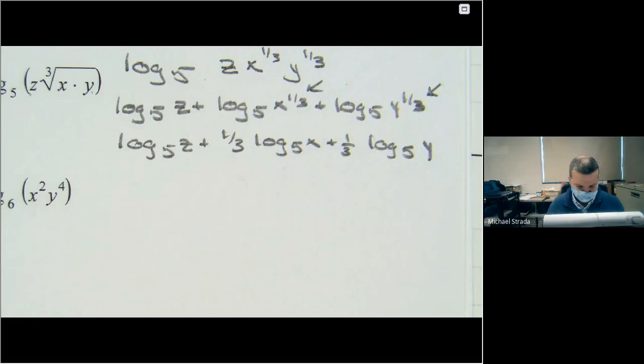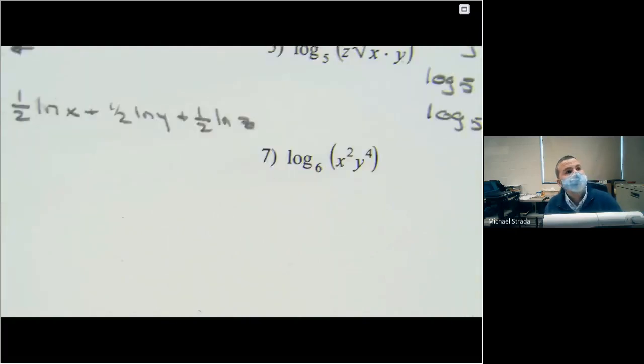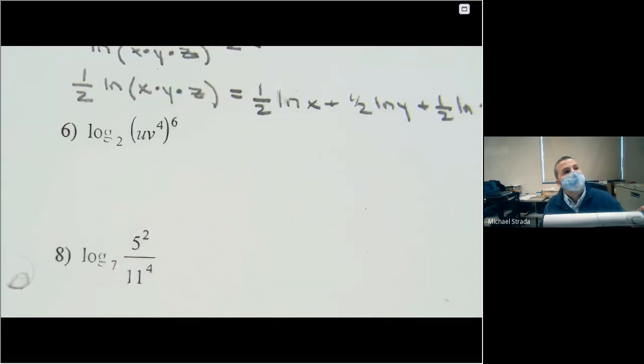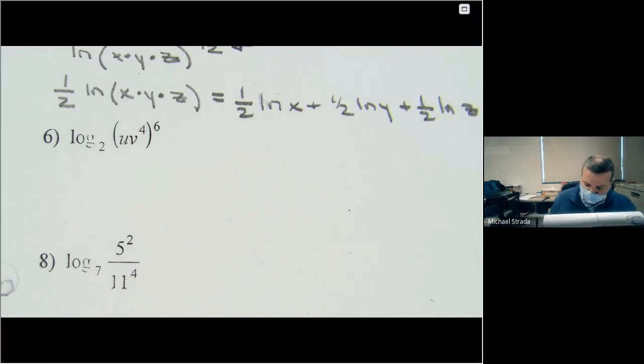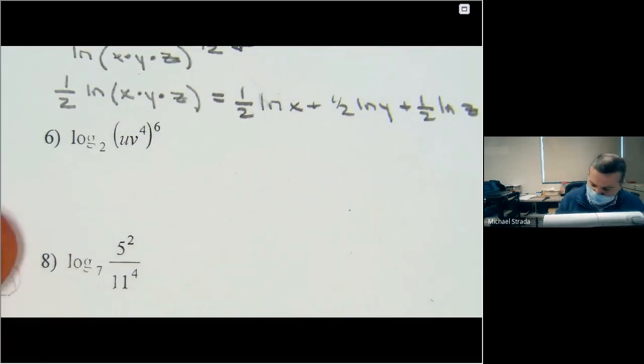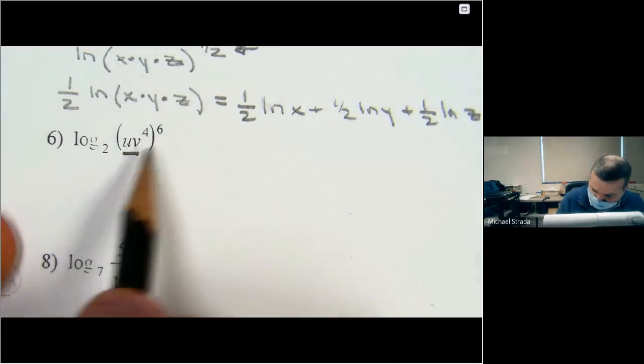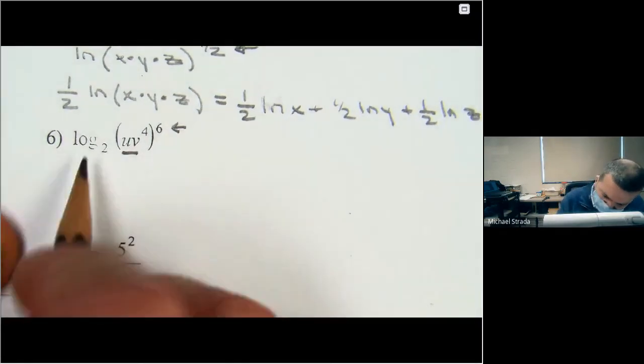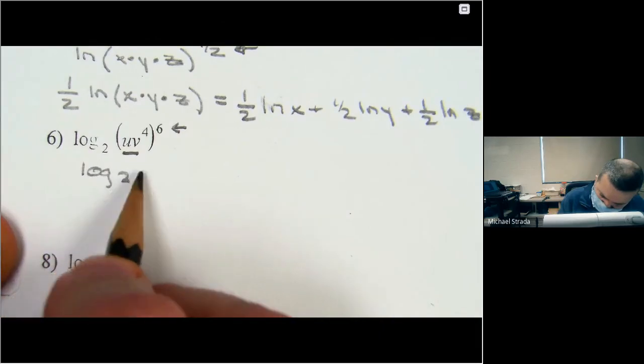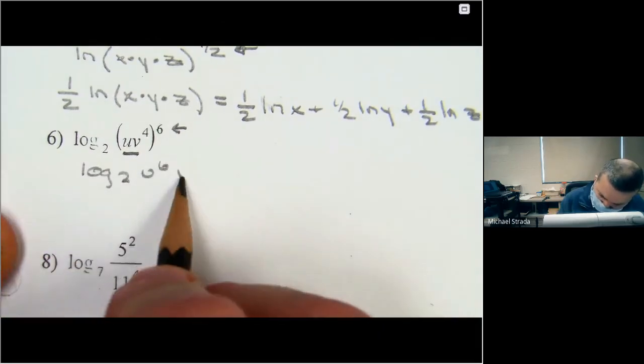All right. Okay, you may want to use the power law and raise the exponent right away. So in other words, this entire expression is being raised to the 6th. So it becomes log base 2 of u to the 6th, v to the 24.